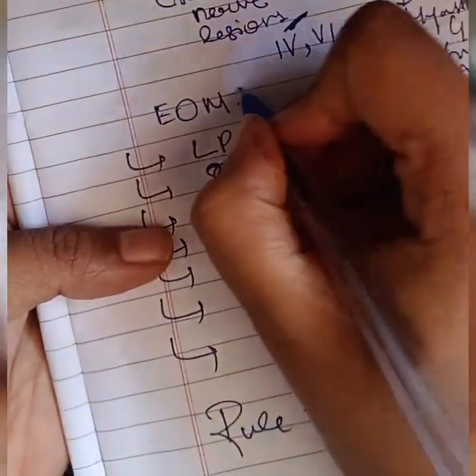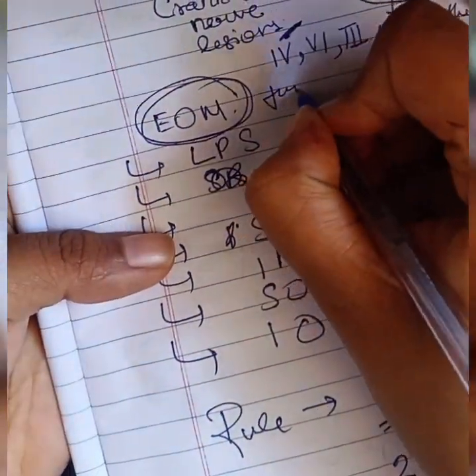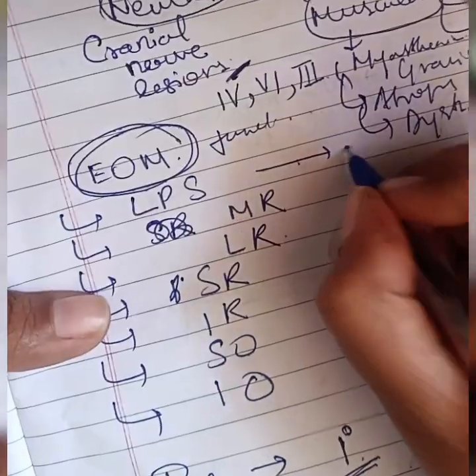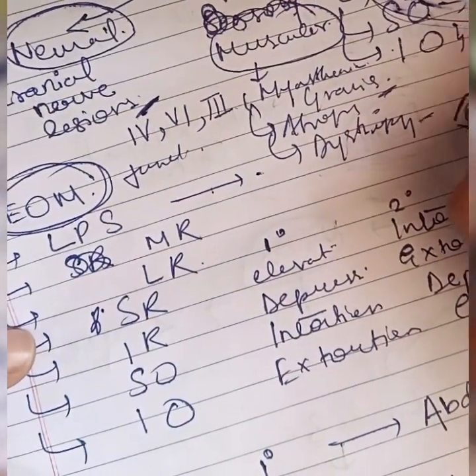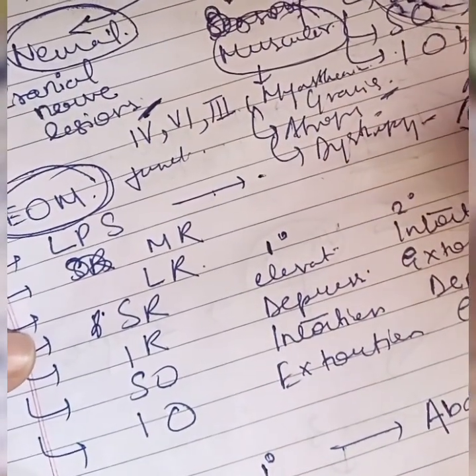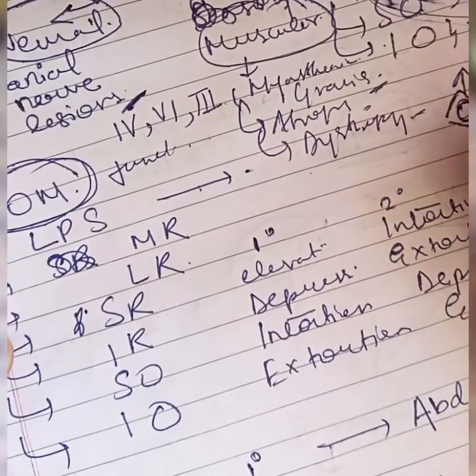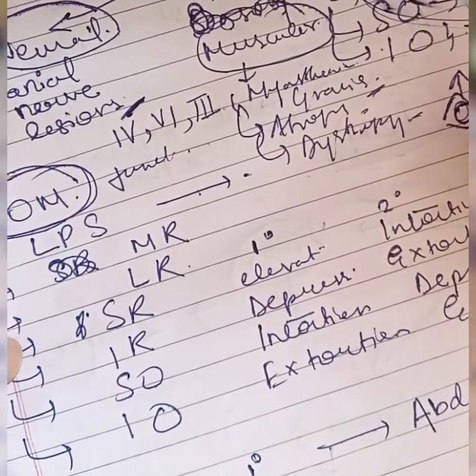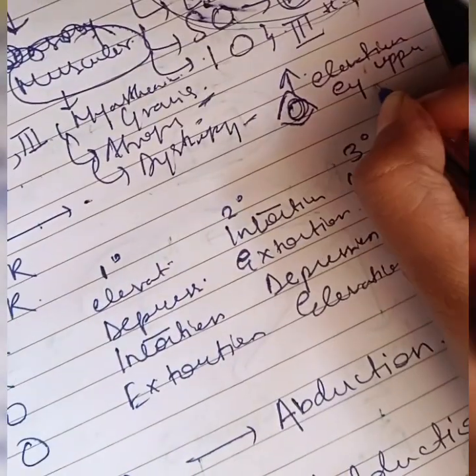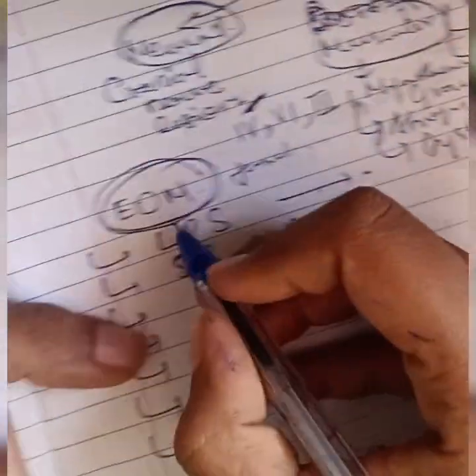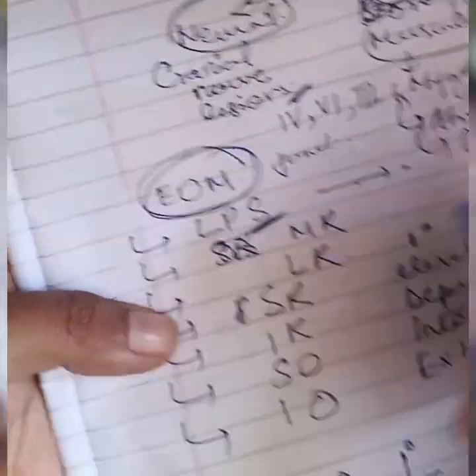Now we see the extraocular muscles and their functions. So levator palpebrae superioris, what will it do? If this is the eyeball, then it will do elevation of the upper eyelid. So this is done by your levator palpebrae superioris.